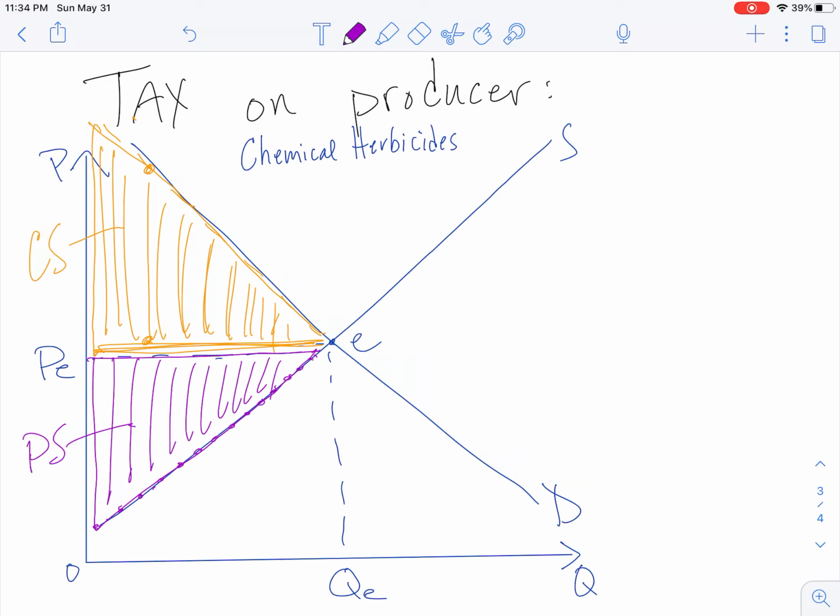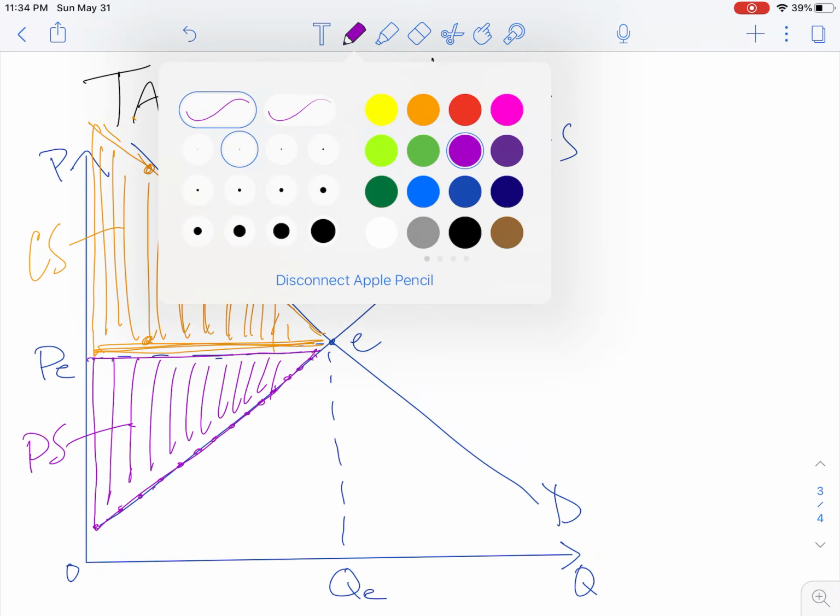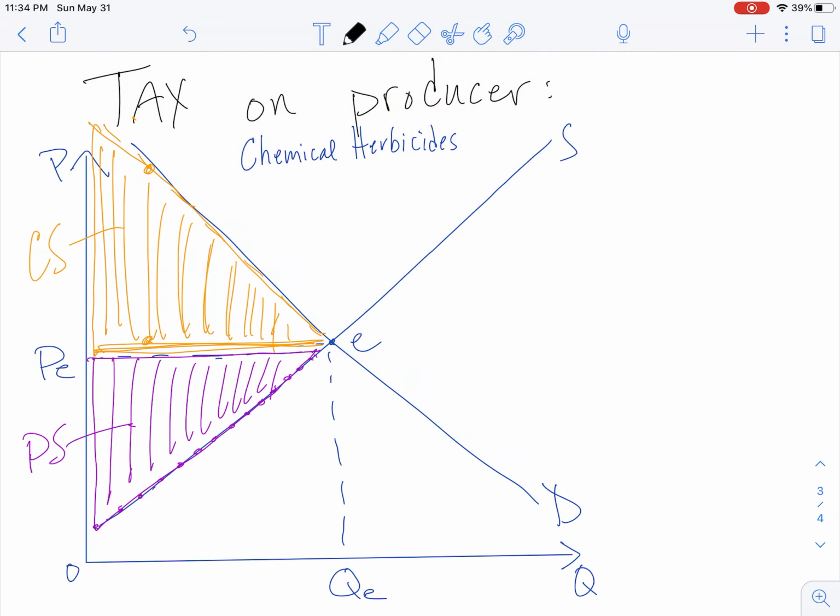But wait, what if we think that there are harms from using this that fall on other people, not the consumers and not the producers? What if there are general harms on the environment, if there are harms on neighbors or other people nearby? So let's say that the government says, well, we should try to encourage people to modify their behavior, make this more costly, maybe they'll use less of it. So let's impose a tax.